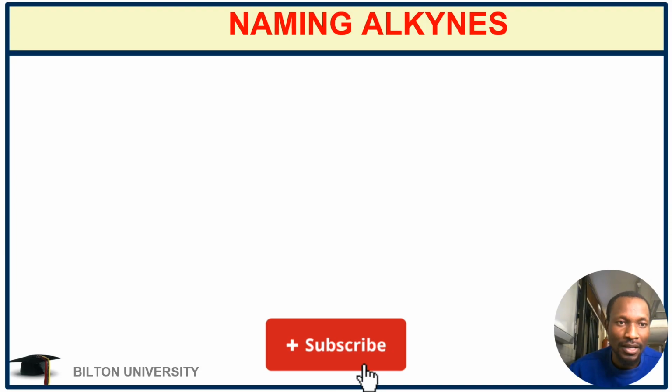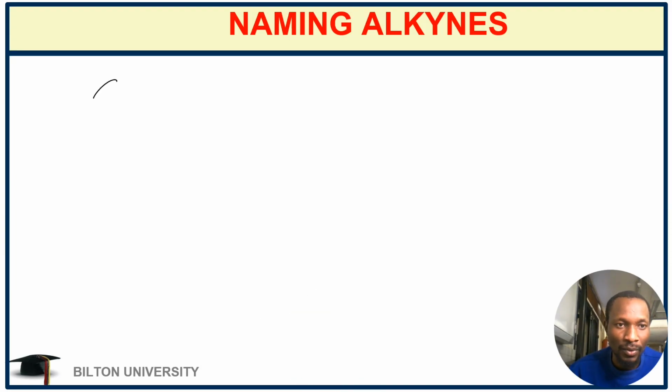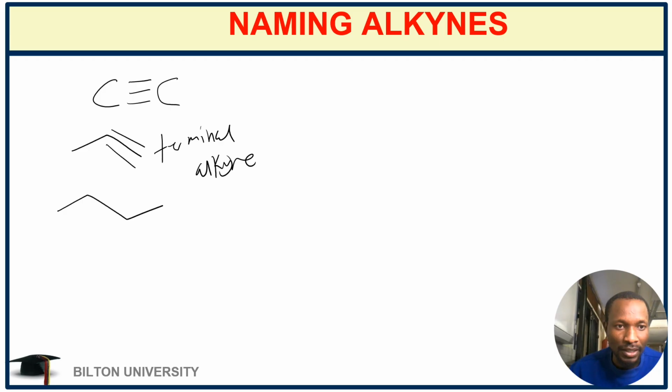Alkynes are hydrocarbons in which there's a triple bond between a carbon and a carbon. This triple bond can be on the first carbon, and that one we call a terminal alkyne, or it can be in between other carbons, and that one we call an internal alkyne.